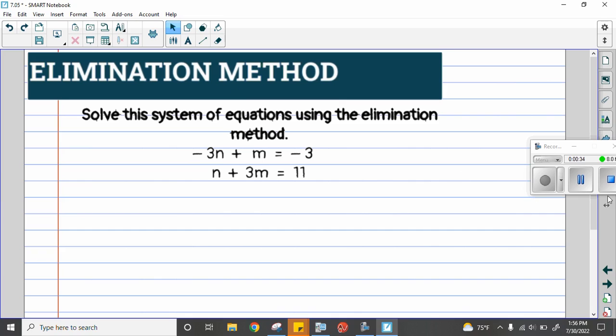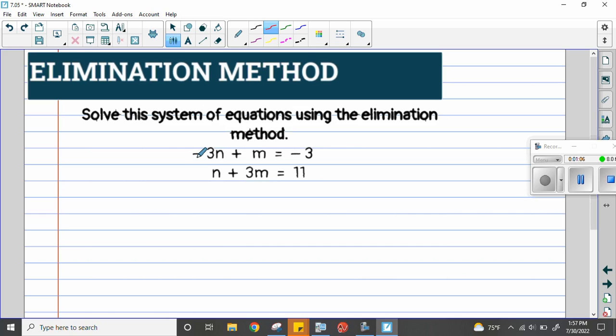That's better. Let's begin. Looking at this system of equations, do you see a pair of inverses with the n's or the m's? The way they're written right now, we do not. Could we multiply one of these equations by a number to create inverses? Yes, we can.